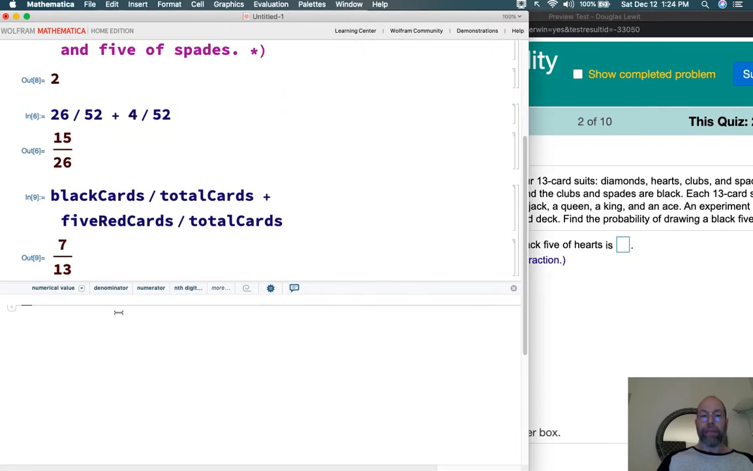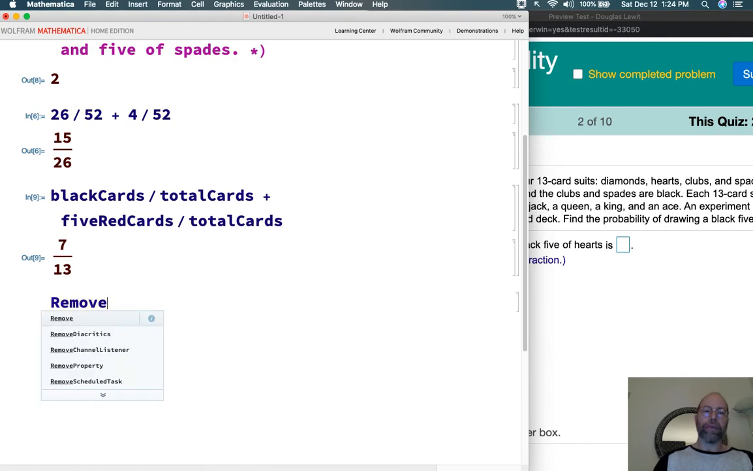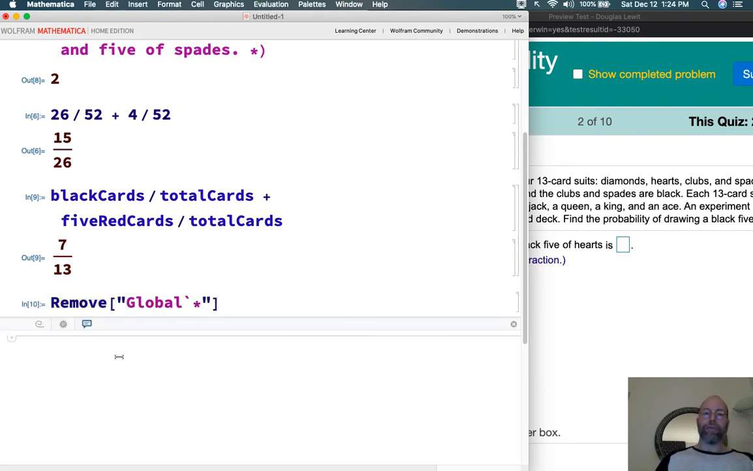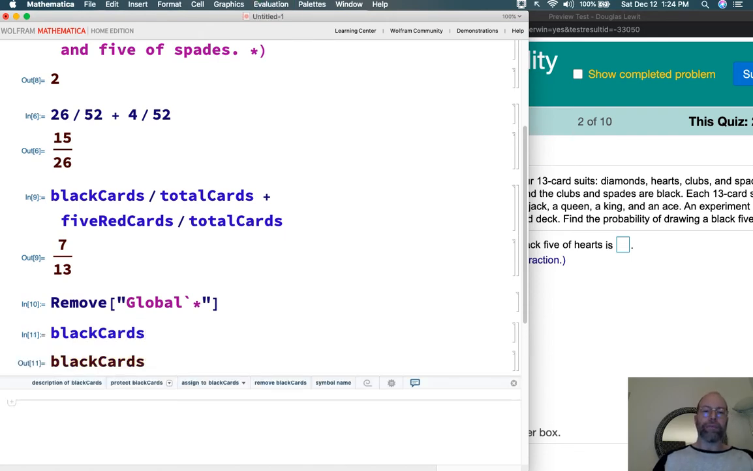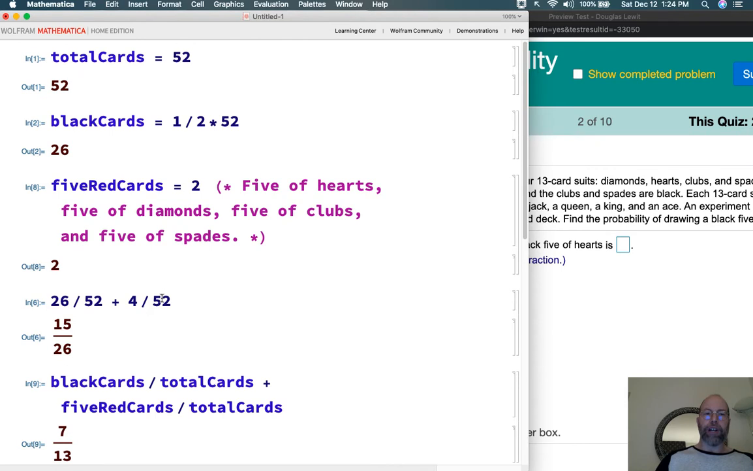Over here, I'm going to erase my variables. Let's say clear or let's say remove global. That just removes the variables. So now if I type black cards, up here we can see that black cards is 26. Black cards is an expression that represents the number 26. 1/2 times 52 is 26.